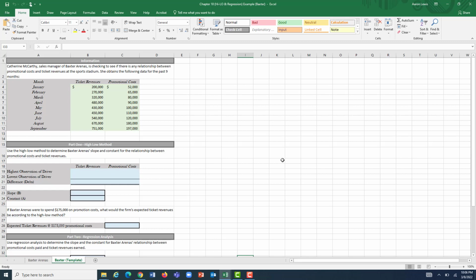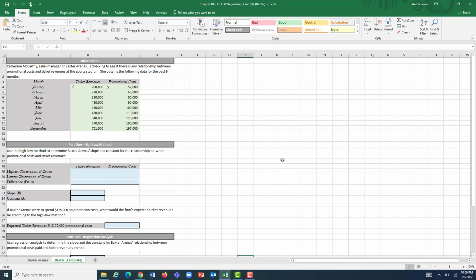Hello everyone, here is an example problem to help you with the high-low method and regression analysis question on your homework for this chapter. In this question, we have Catherine McCarthy. She's the sales manager of Baxter Arenas, and she's checking to see if there's any relationship between promotional costs and ticket revenues at the sports stadium in which she works.